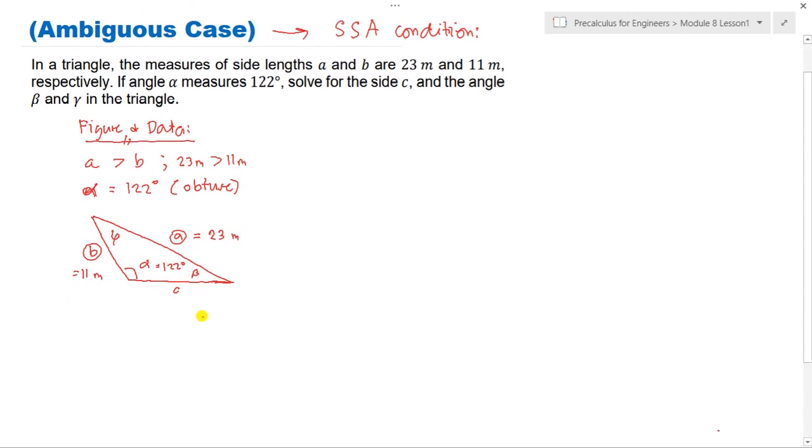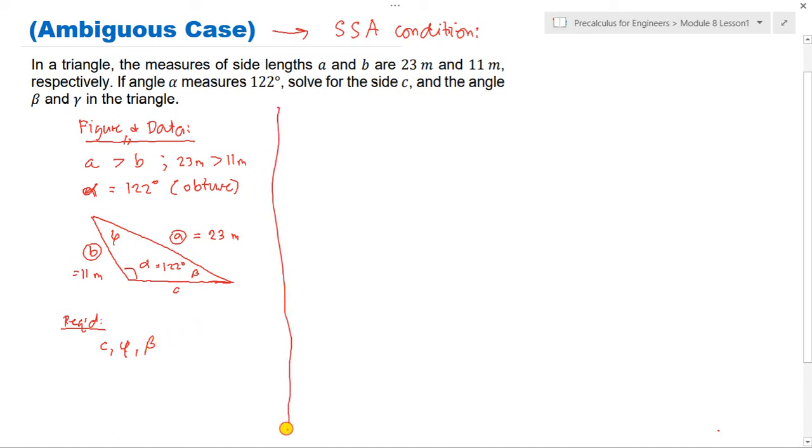At this moment, we cannot use the principle for a triangle to solve for an angle, because we only have one equation: alpha plus beta plus gamma equals 180. So we cannot solve yet. That's why we use the law of sines. There are requirements here. In this problem, we're going to solve for the side C, the angle gamma and the angle beta.